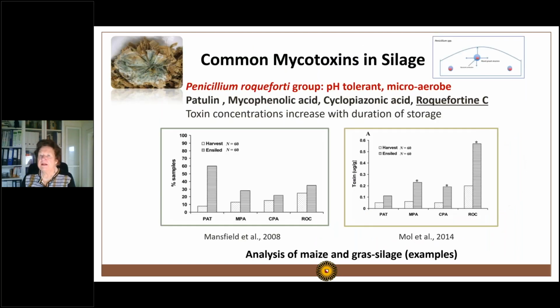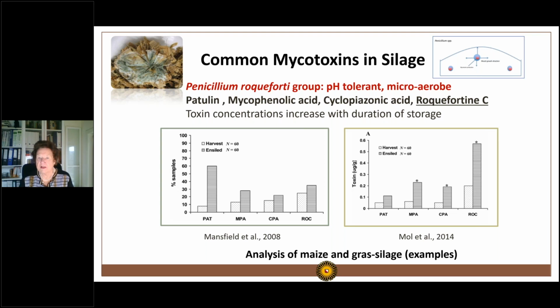Now, what can we find in silage? And I will go back here to 2 slides because they are representative for many, many publications in the international literature, where silage has been examined for these typical molds. And the most typical molds here are patulin, mycophenolic acid, cyclopiazonic acid, and roquefortine C. And roquefortine C, of course, has given the name after the Penicillium roqueforti group as one of the major fungal species producing these types of toxins.